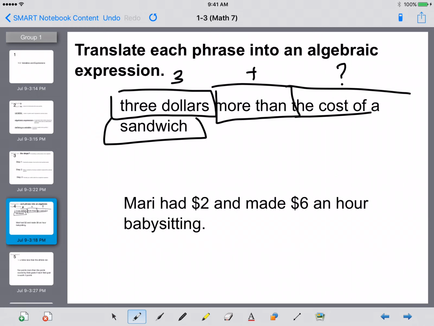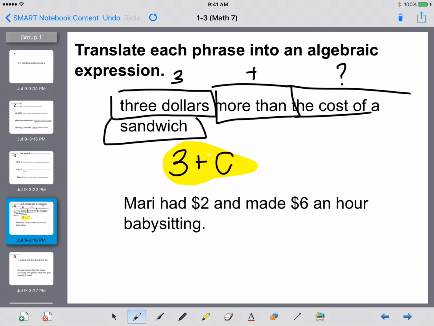So when I write, what's the word I'm looking for? Algebraic expression. There we go. I've got my $3 more than the cost of a sandwich, so I'm going to put C for cost. Voila, solved it. There's my algebraic expression.